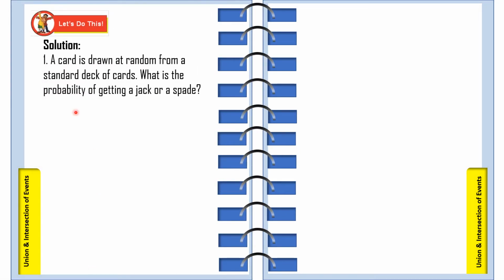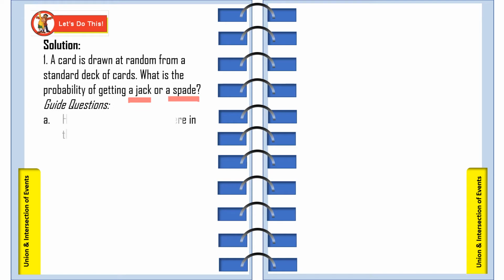Okay? So, sabi dito, a card is drawn at random from a standard deck of cards. So, that is a total of 52 cards. What's the probability of getting a jack or a spade? So, we have two events. Ito yung sasabihin ko, yung mga events. So, ano ba yung mga events dito? So, dalawa ito. Getting a jack card or a spade card. So, yun yung dalawang events na kukunin natin at the same time.